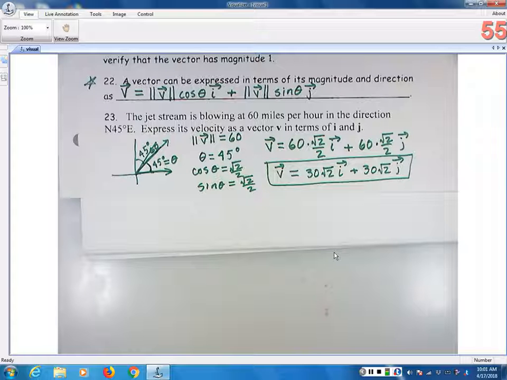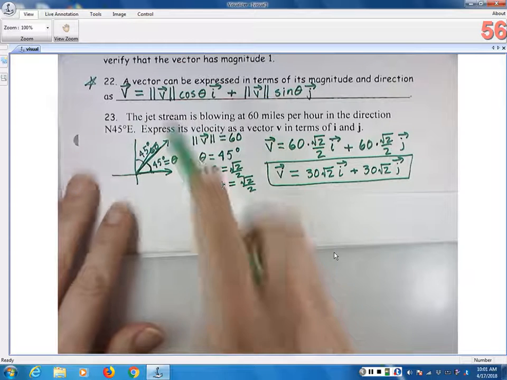Does that make sense? If you are given the magnitude of a vector and its direction, the angle from the x-axis in standard position, then you can find the cosine and sine on your unit circle. Or if it's not a 30 degree or 45 degree, then you can use your calculator and approximate it. And you can rewrite the vector in terms of its magnitude and direction. So you can go that way.